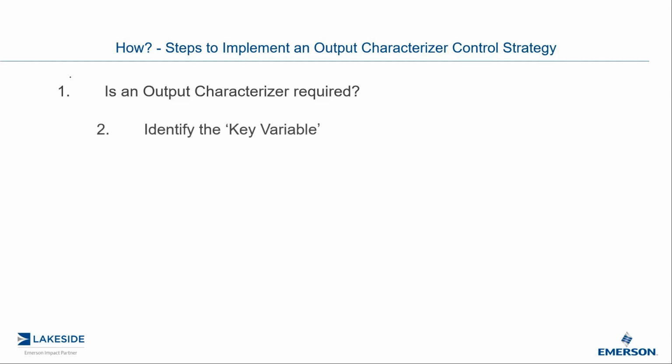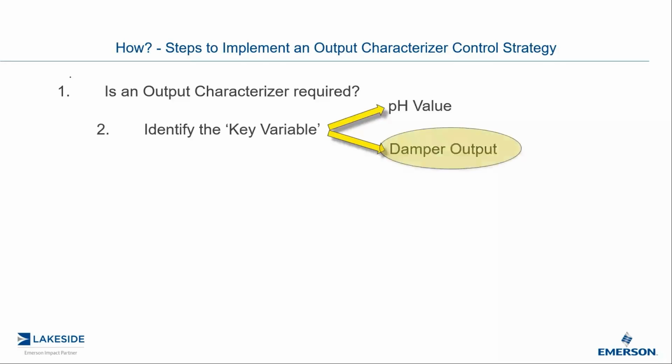If it is required, then we need to identify the key variable. What variable is going to give us an indication of that particular process nonlinearity? It could be a pH value, as I just showed you before, or it could be the damper output, or output to a control valve like a butterfly valve. Today we're going to key on the damper output. For the pH value, we would use a different strategy, an adaptive tuning strategy, which is the subject of my next webinar in September. So here we're going to key in on the damper value.